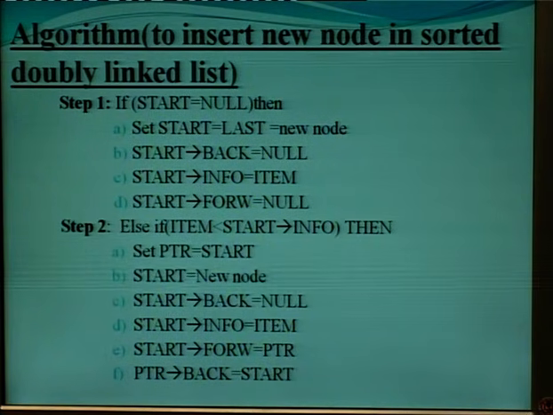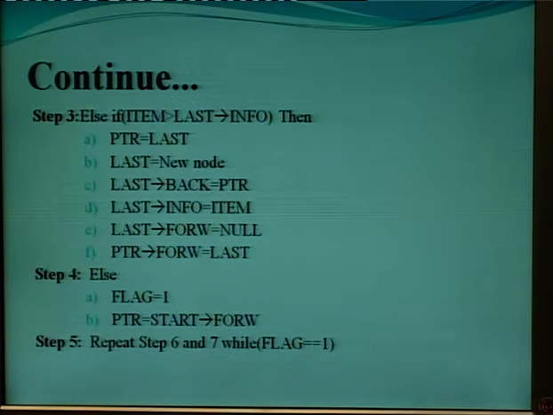Let us say we are going to add 25 in the previous example. First it is 10. Is 25 less than start information? No, it goes to the else part. Then comes 20. Is 25 less than 20? No, it is false, it goes to the else part. Next comes 30. The item we are going to insert is 25, so 25 is less than 30, the condition is true. Then these five steps are executed: it creates the new node, sets the back pointer, stores the information, and sets the forward pointer.